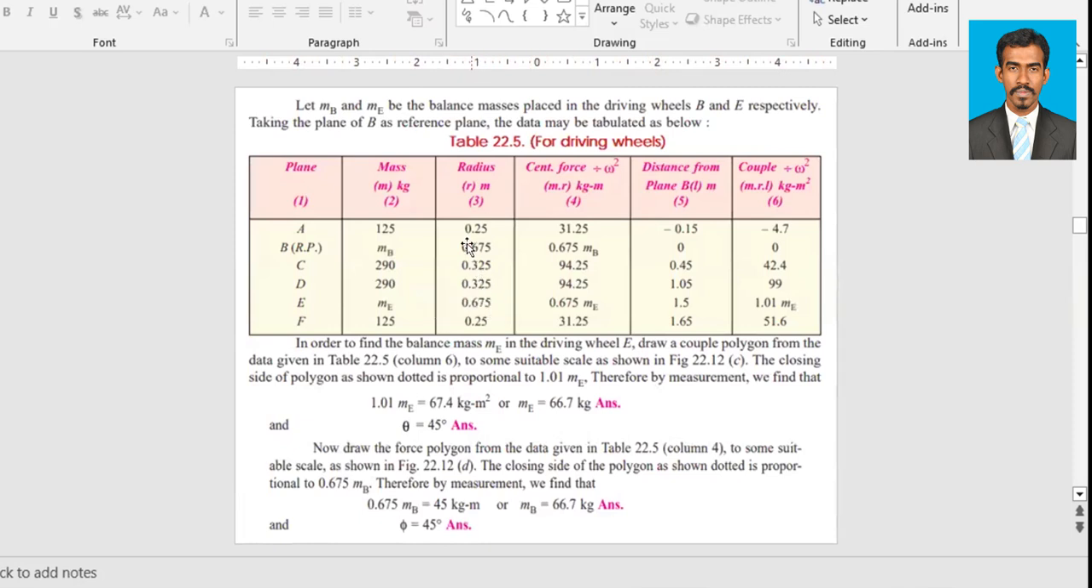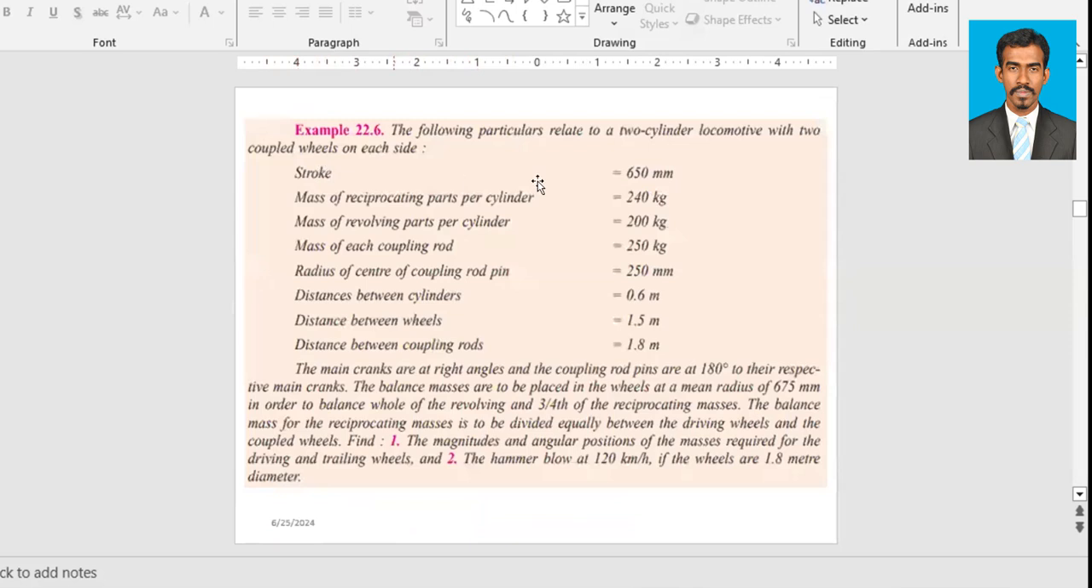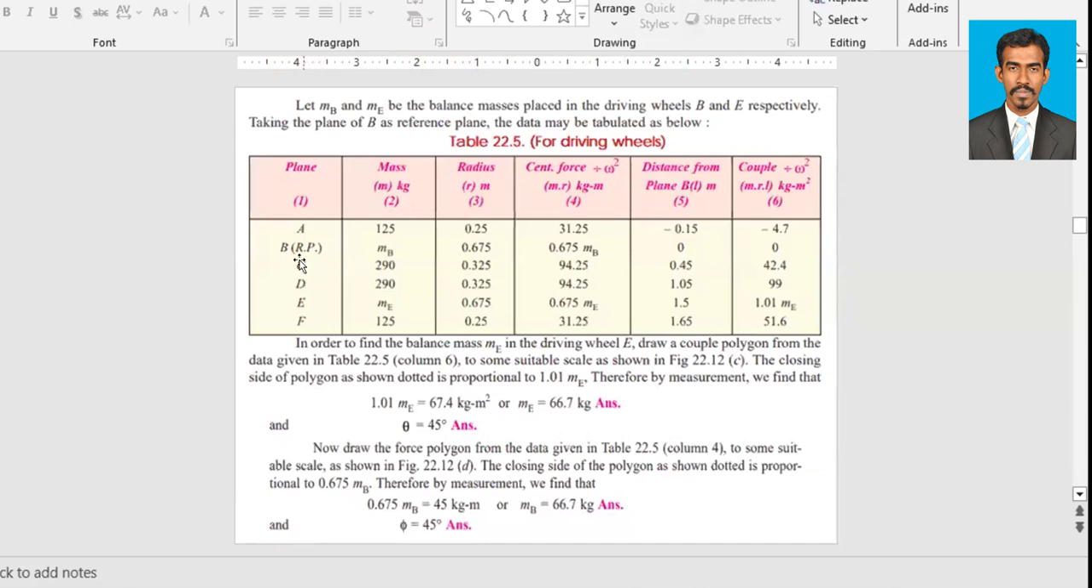That's equal to 0.675 meter. So for mass B, the radius is 0.675 meter, and for mass E, the radius is also 0.675 meter. And in the question it's given that since the stroke length is 650 millimeter, the radius of the crank is half of this, 325 millimeter. So the radius of the crank for C and D is 0.325 meter. So now we have fixed all the radii.